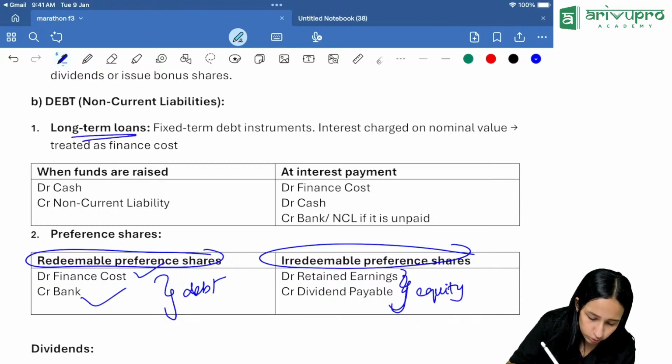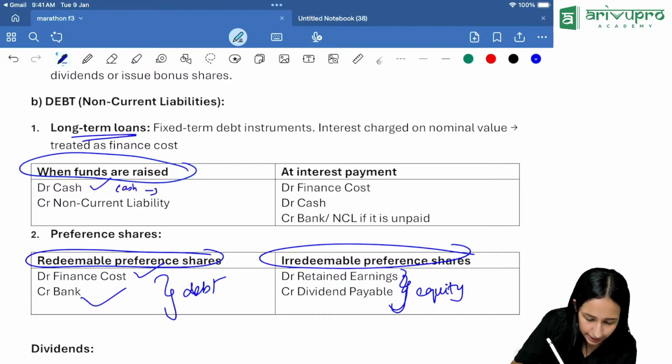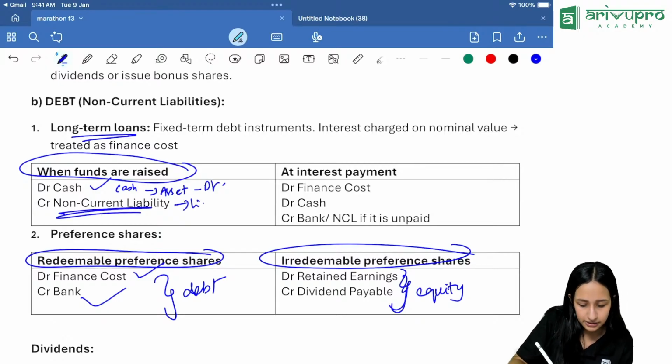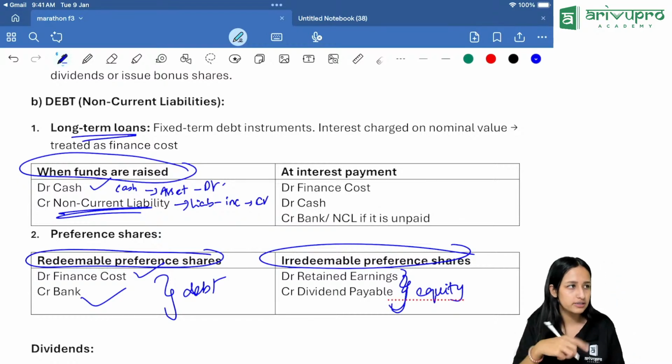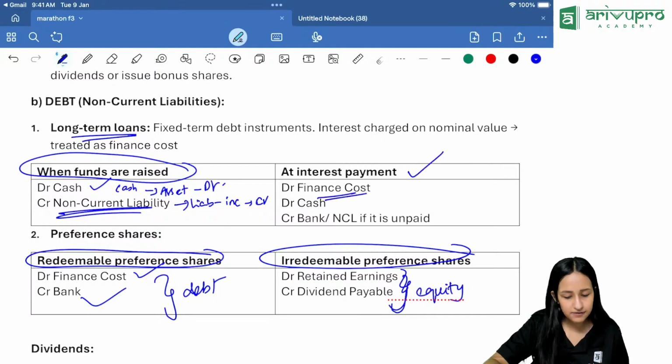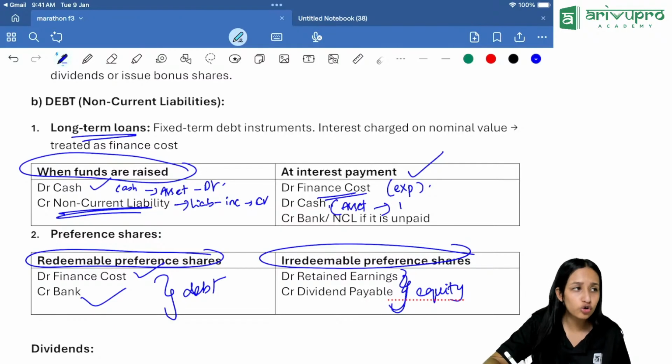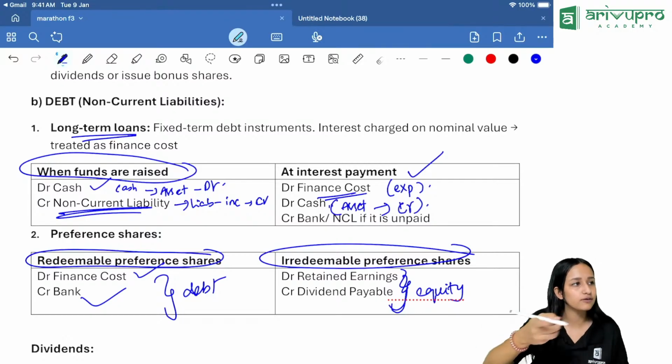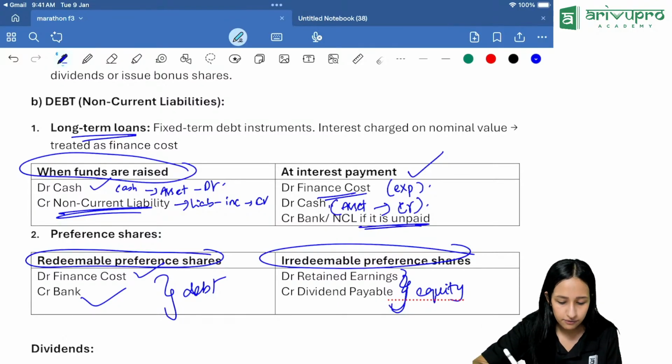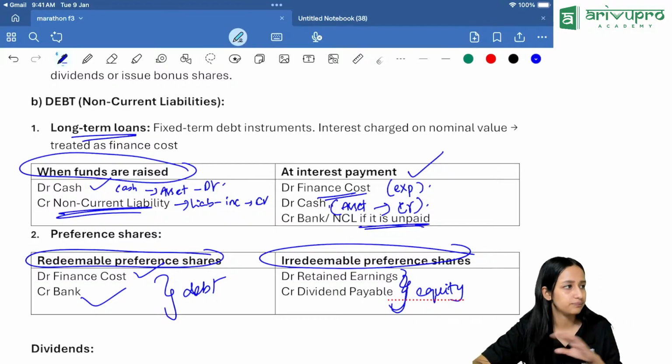So for long-term notes, when loan funds are raised, we debit cash because cash is coming into the business. Cash is an asset. If an asset increases, it goes to the debit side. Non-current liabilities, the liability is increasing. Whenever a liability increases, it goes to the credit side. That's how we do the journal entries. Similarly, when your interest is being paid, interest is a finance cost, an expense. That's why it is the debit side. Here, the asset is cash. Cash is an asset; an asset should go to the debit side if it's increasing, but here it's decreasing. That's why it goes to the credit side. And if NCL is unpaid, we do it on the credit side. Got it?